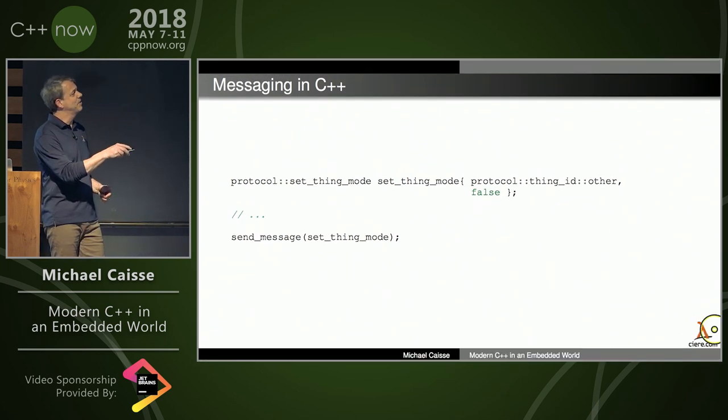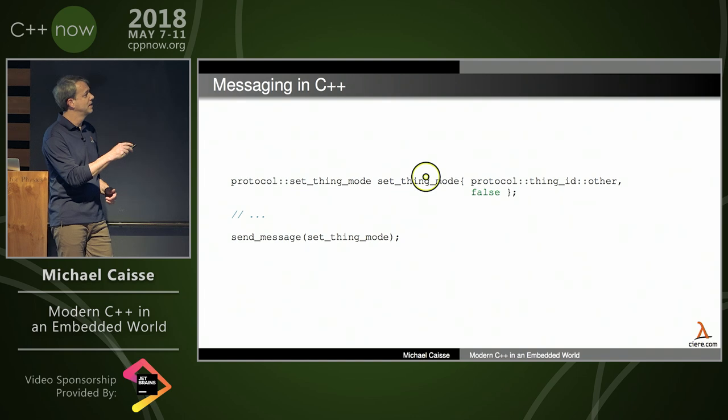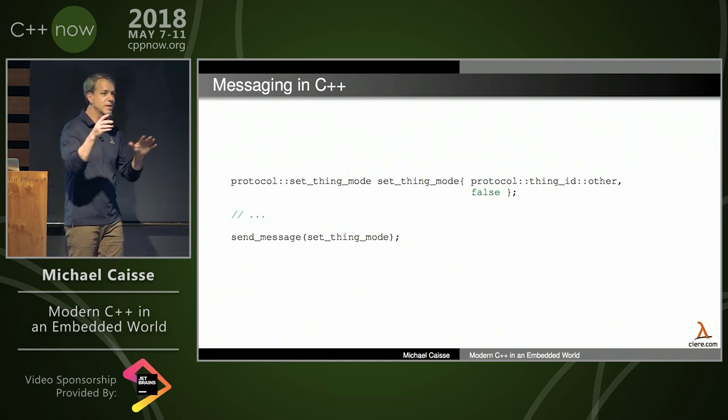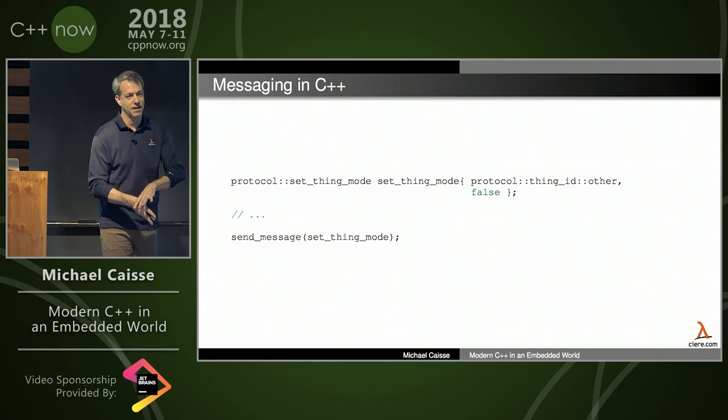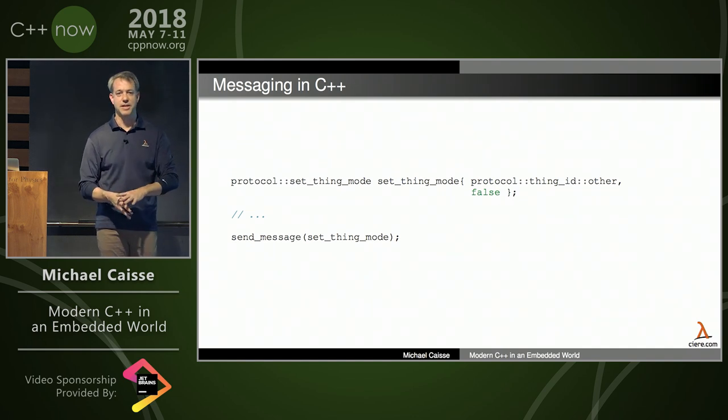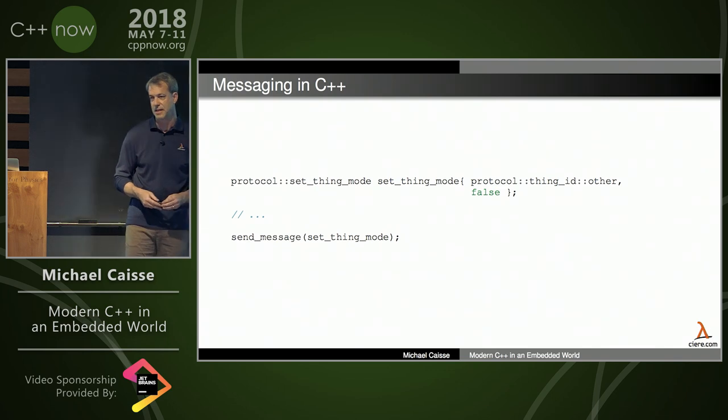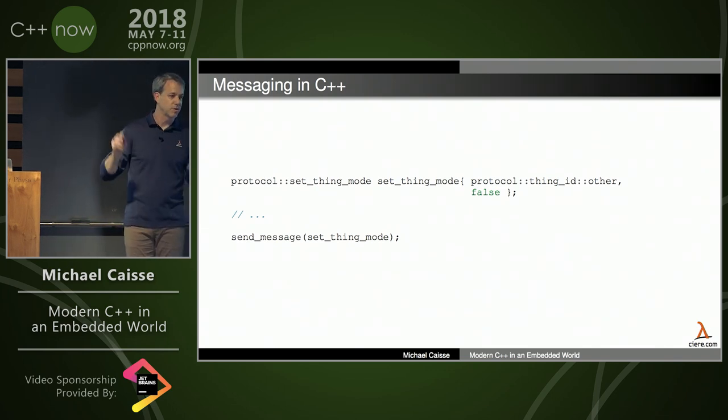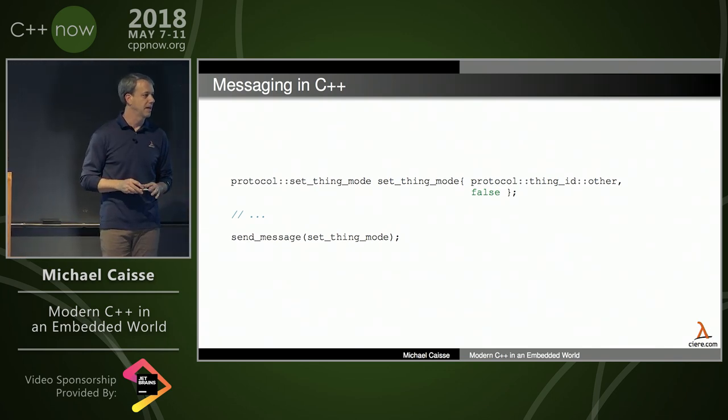And somehow I'm going to get one of those set thing mode types, and I'm just going to call send message, and then the magic will happen. Now, we're not going to talk about what the magic is underneath. I've given plenty of talks about serialization using declarative type things. Just go look at one of those talks. It's very similar to that.